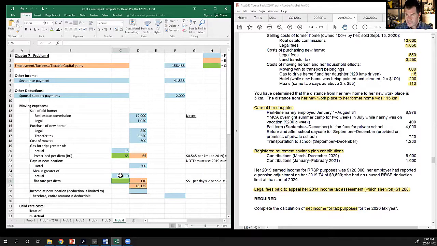So flat rate per diem equals 17 times 3. That's 3 meals a day times 2 days times 2 people.